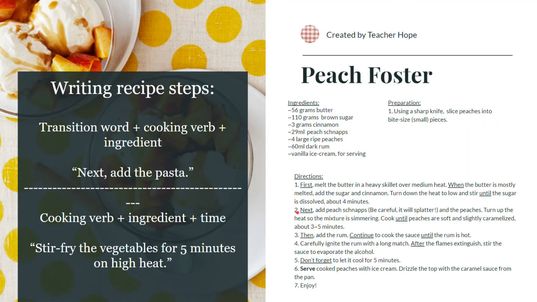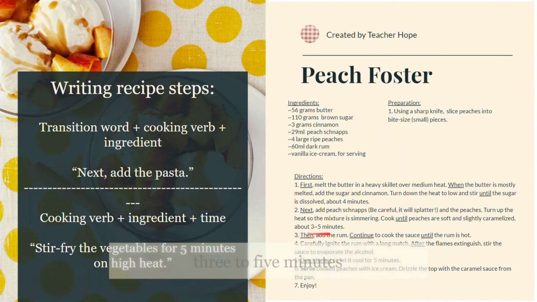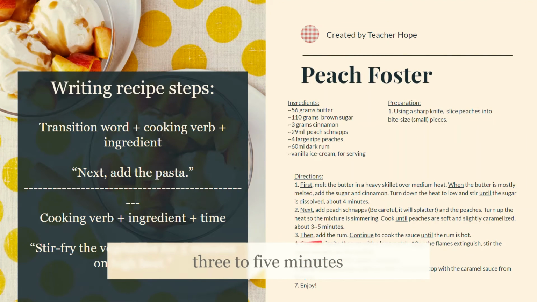Next, add the peach schnapps. Be careful, it will splatter, and the peaches. Turn up the heat so the mixture is simmering. Cook until peaches are soft and slightly caramelized, about 3 minutes.